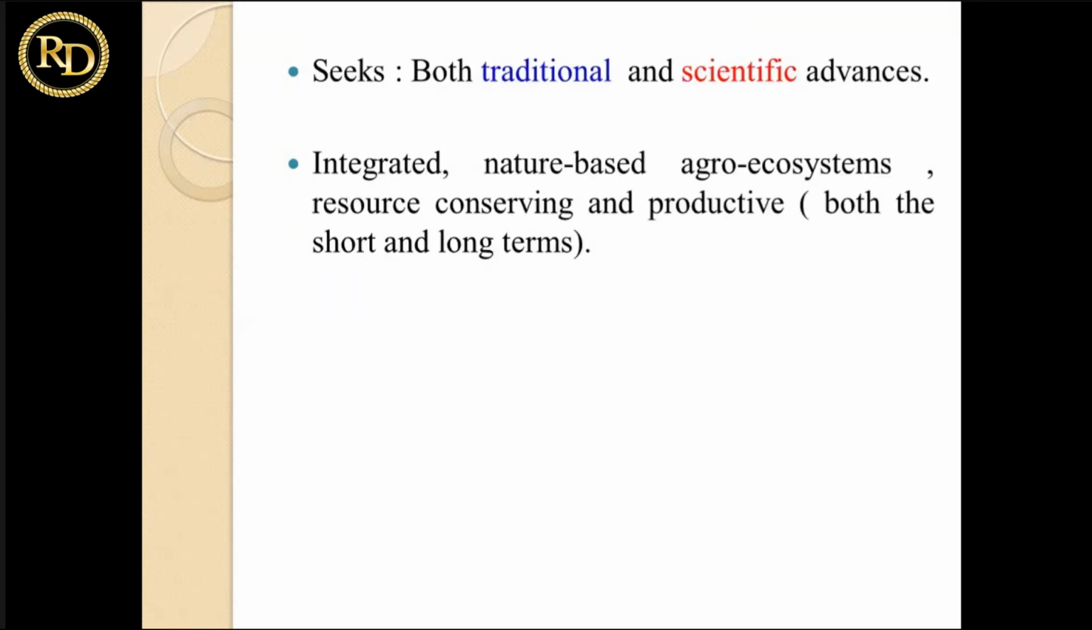Now see, when we talk in terms of sustainable agriculture, we have to take into consideration two basic things. The first part is the traditional concept as well as the scientific advancement. Because most of the time we have seen that we are using only scientific advances and technologies. But we have to take into consideration what our forefathers were doing, the traditional ways by which they farmed. So it is a blend of the traditional system as well as scientific advancements. In this case we have to go for an integrated approach, a nature-based ecosystem approach, a resource conserving approach, and a productive approach, productive in terms of the short term as well as the long term.